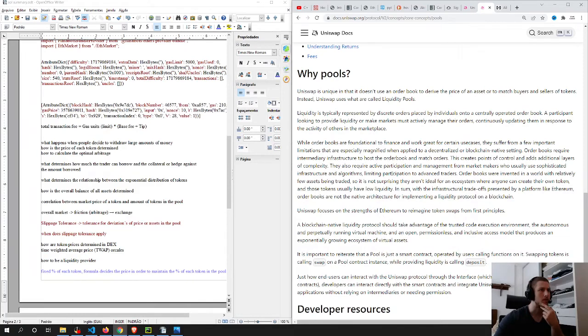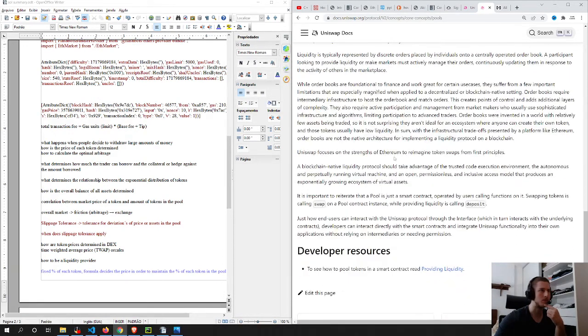Uniswap is unique in that it doesn't use an order book to derive the price of an asset or to match buyers and sellers of tokens. Instead, Uniswap uses what are called liquidity pools. Liquidity is typically represented by discrete orders placed by individuals onto a centrally operated order book. A participant looking to provide liquidity or make markets must actively manage their orders, continuously updating them in response to the activity of others in the marketplace.